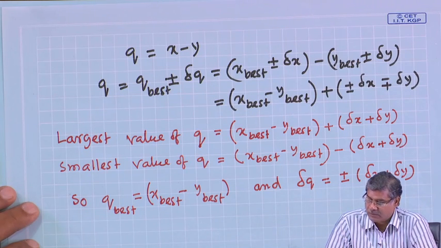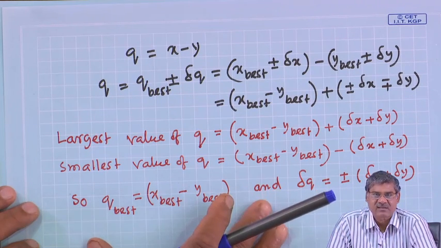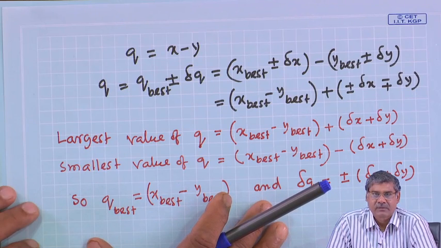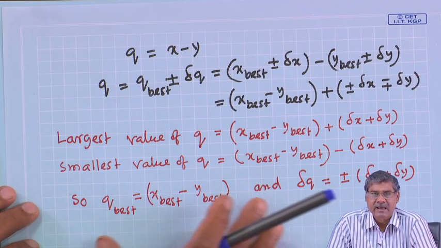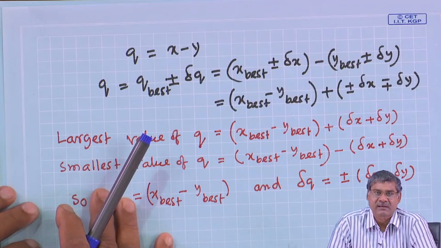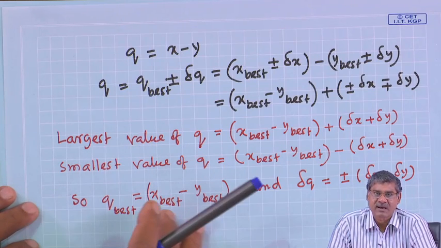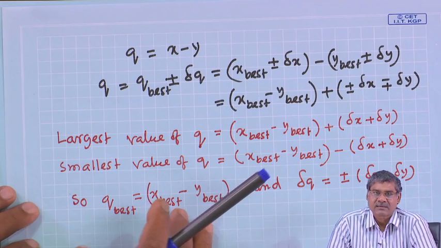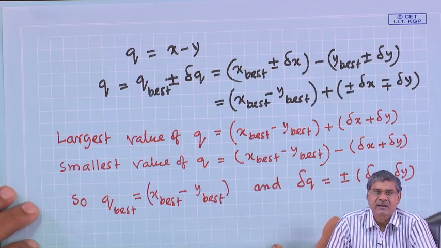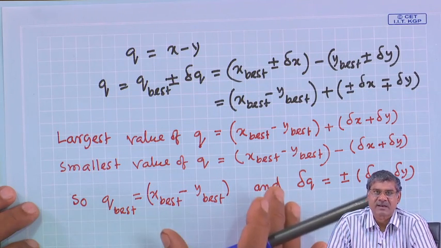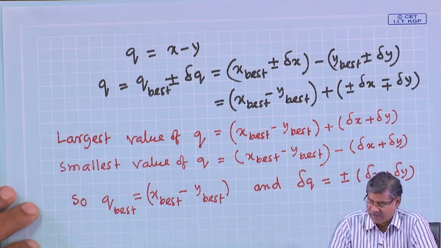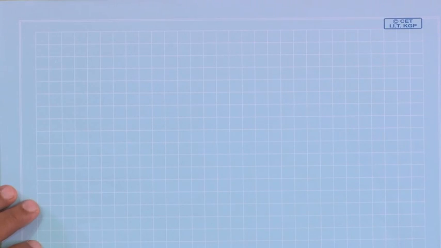So, for summation and difference, in both cases the error on the physical quantity will be the summation of the individual errors of the parameters x and y. Okay.